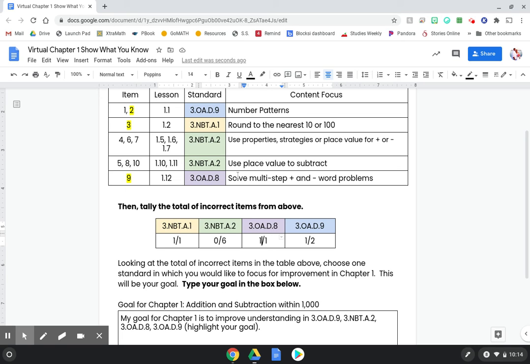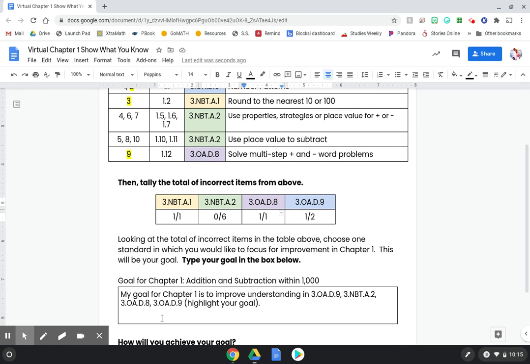Now, if I look at what NBT.A.1 is, which is rounding, and OA.8, which is solving multi-step addition and subtraction word problems, I feel that I need more practice with word problems. So I'm going to select multi-step word problems, which means that's OA.8. I'm going to come down here and highlight OA.8. This is my goal.